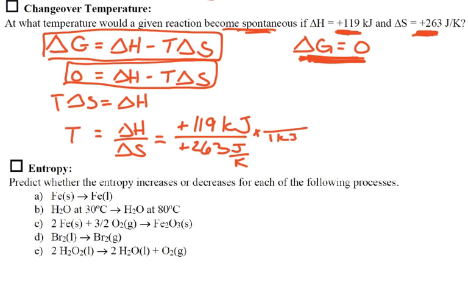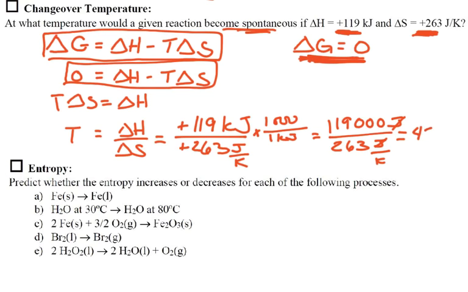So 1 kilojoule is 1,000 joules. So my number here is going to be 119,000 joules divided by 263 joules per Kelvin. Okay, and that's going to end up being Kelvins. And I get a value of 452 Kelvin. And that would be the temperature at which it changes from being non-spontaneous to spontaneous. And anything higher than that, so any temperature greater than 452, would be spontaneous. But I would say it becomes spontaneous at 452.